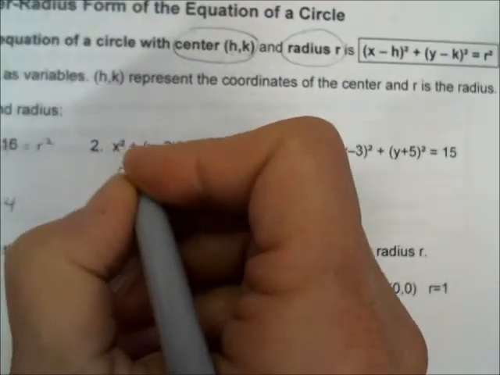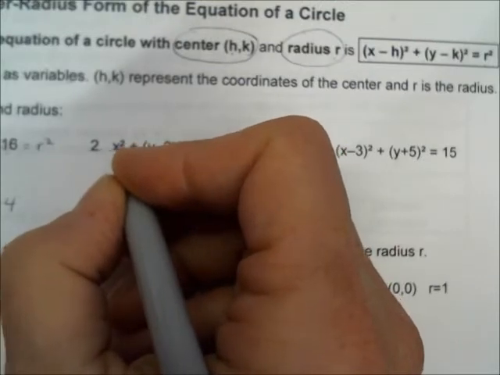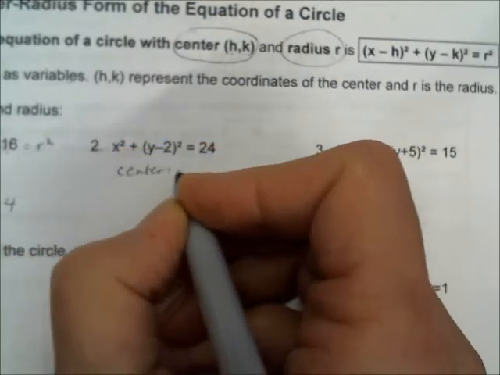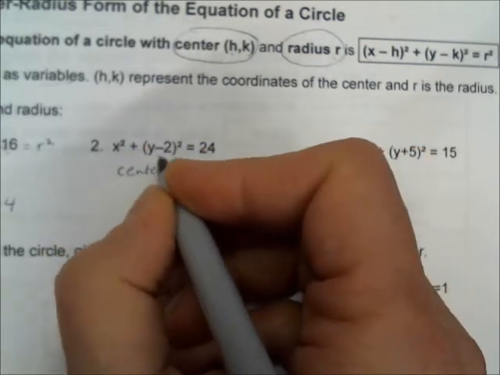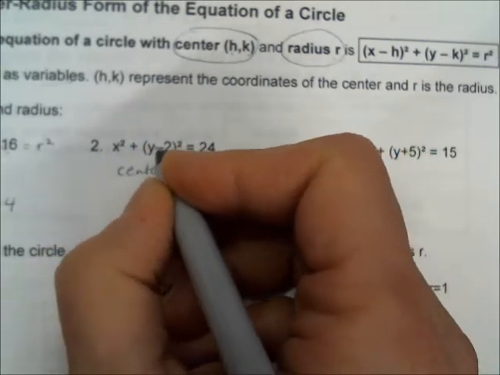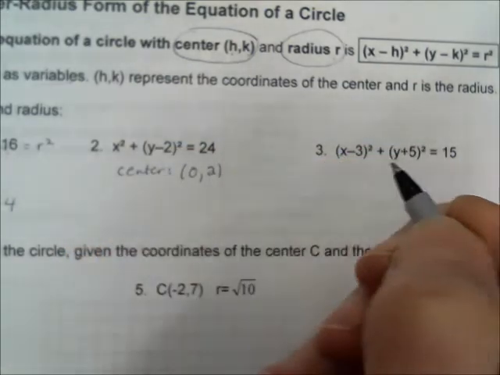The second one, what is the center of this circle? Well, x doesn't have anything next to it. It's just like (x - 0) squared. So the x value of the center is 0 because it has nothing next to it, and the y value of the center is the opposite of negative 2, which is positive 2.